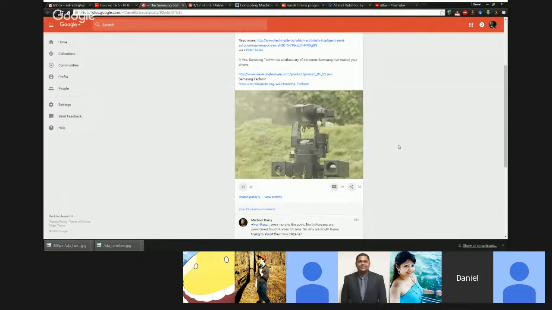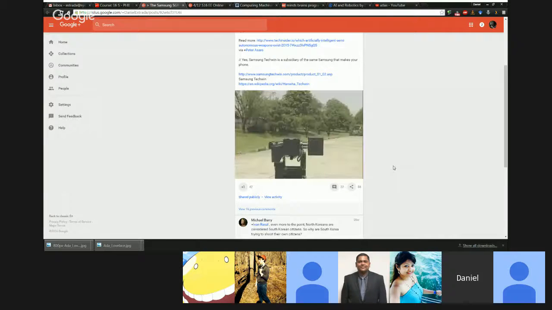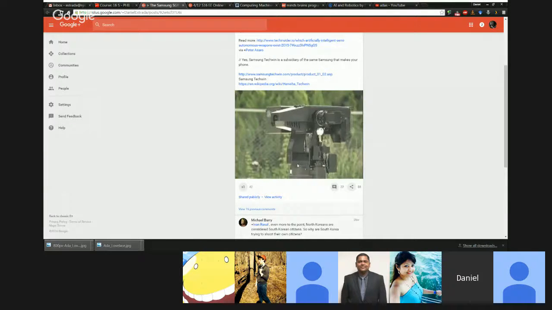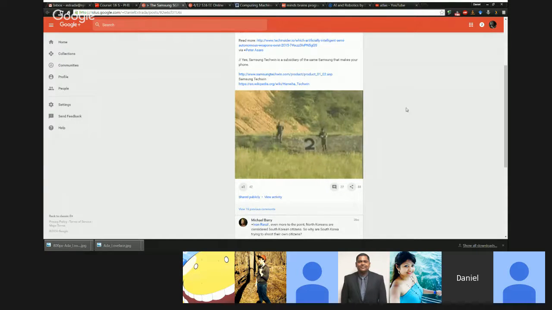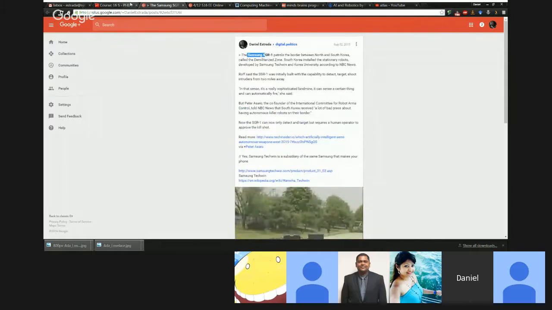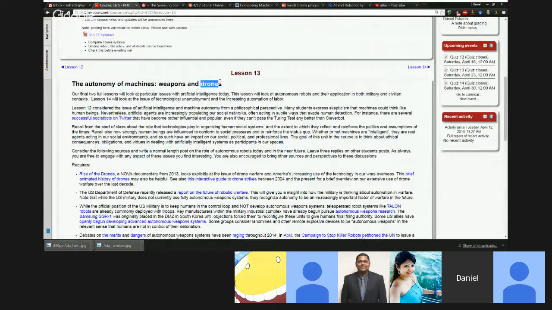Right? They don't just shoot at the enemy. They shoot at anything that moves, which might be innocent civilians. Who knows what might be passing in front of it. So there's concern over having these machines able to decide when they shoot on their own. This is part of the problem of autonomy in machines, autonomous weapons, autonomous drones.